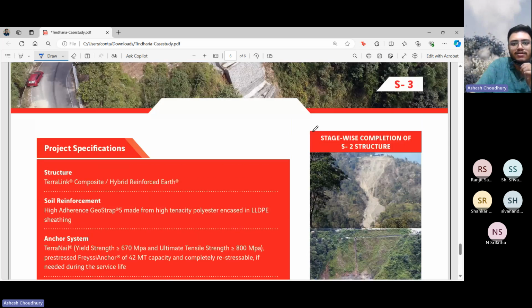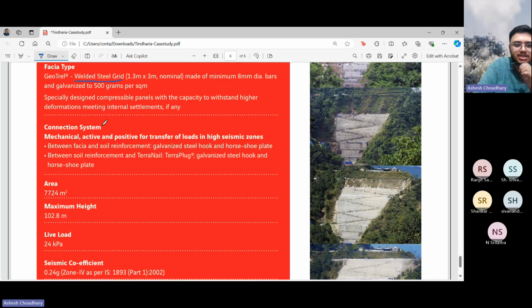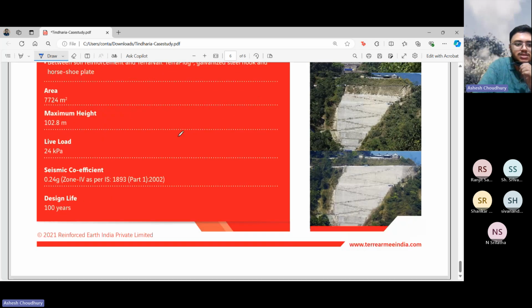So you can get this PDF over the internet, it's interesting, you will get some knowledge. What type of structure: nails were also used with the anchor system, soil nails as I said. All the properties are given: soil reinforcement, what reinforcement was used, LDP reinforcement, what type of facia they used, welded steel grid as the facia, the connection system, all those things you can see. They used zone 4 seismic design, obviously implementing the seismic forces, with 0.24 as the seismic design coefficient.